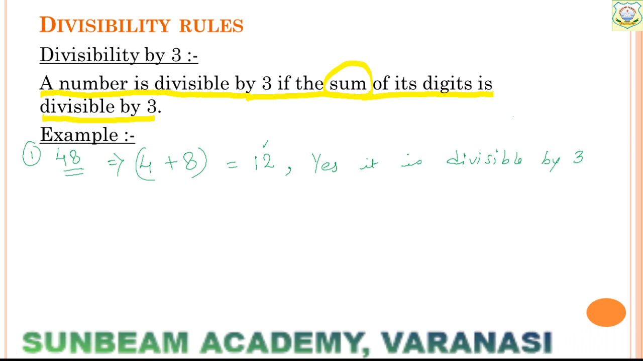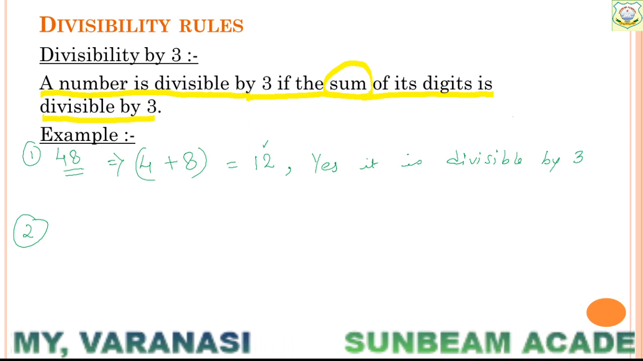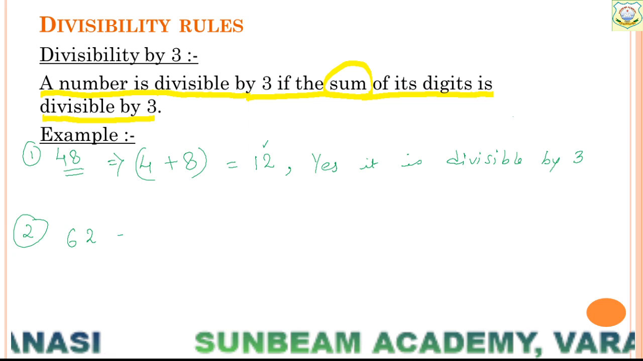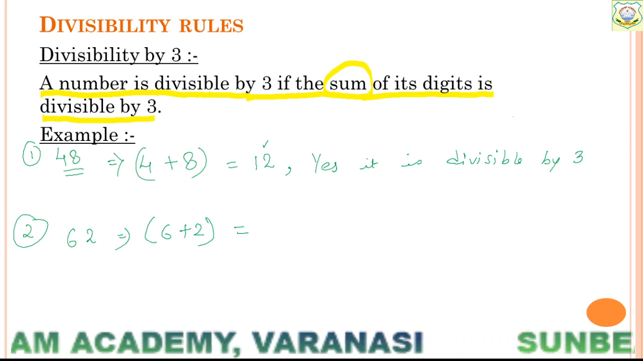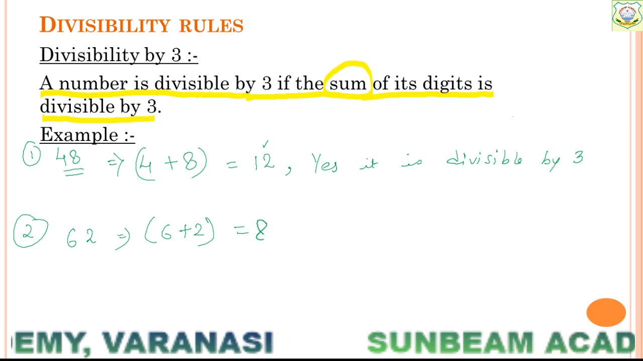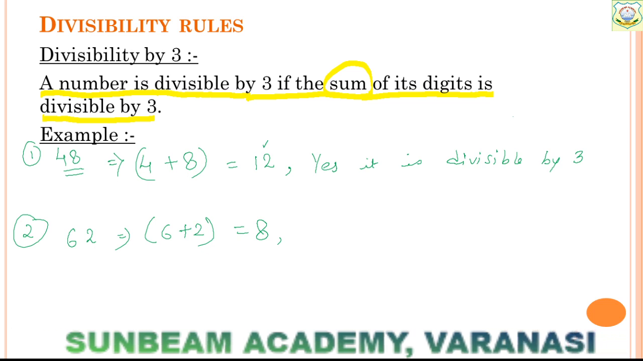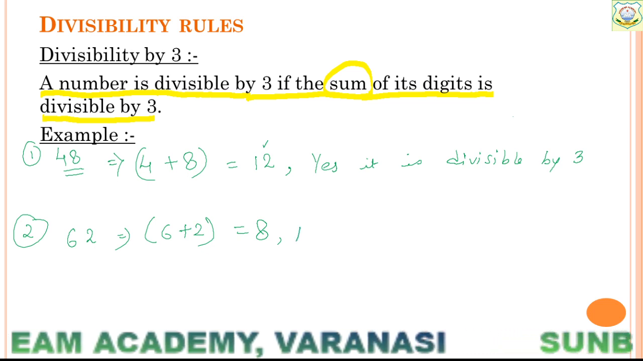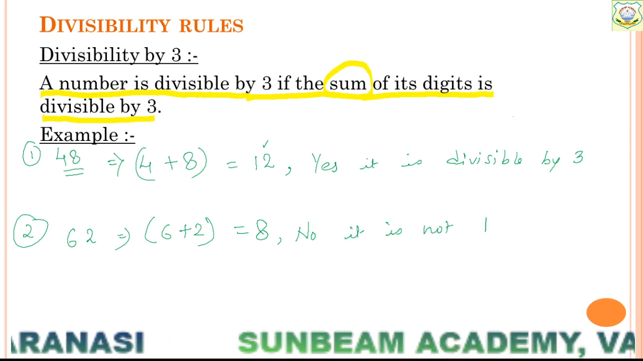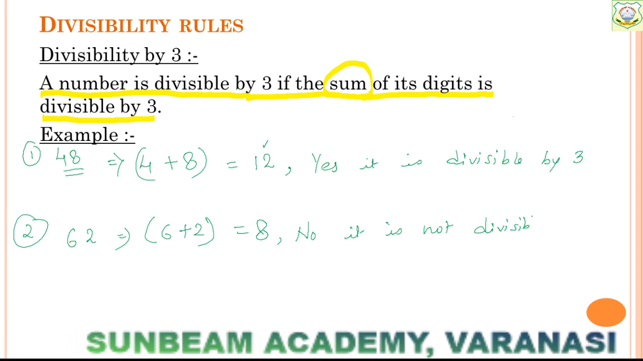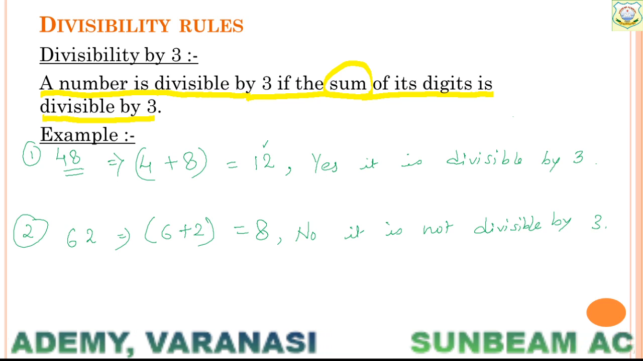Now let's take one more example. Second, 62. So now add 6 plus 2, that equals 8. So now tell me, does 8 come in the table of 3? Yes or no? No. So what will we write? No, it is not divisible by 3. Got it? This is the rule of 3.